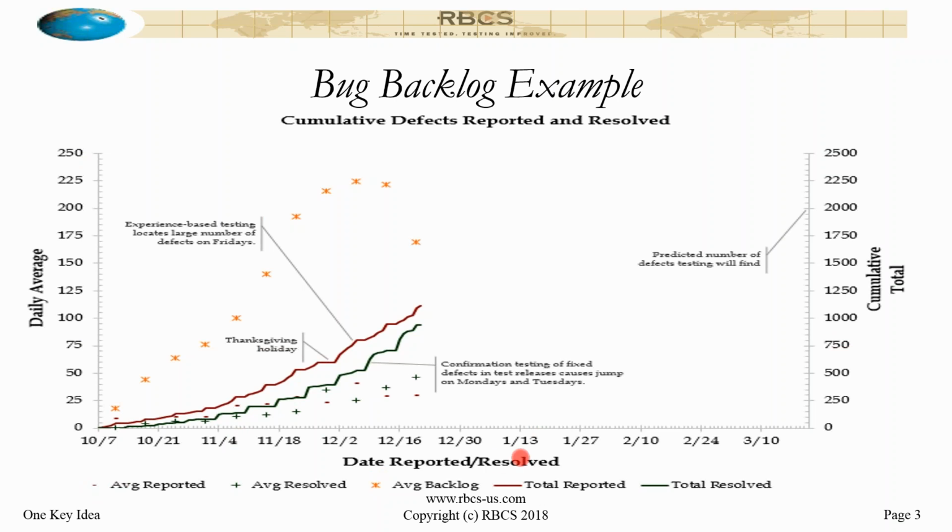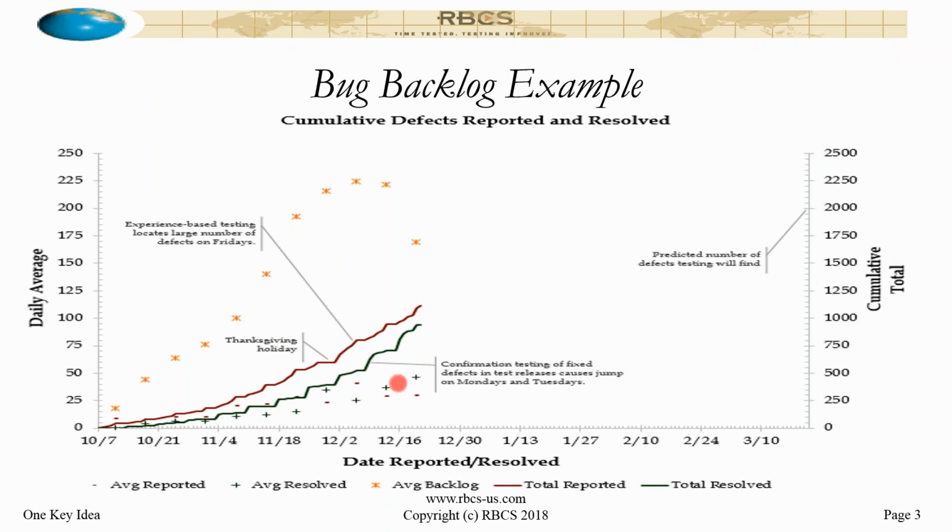So just to be clear, the total reported is the total number of defects that have been reported over time, and then the total resolved would be the number that are resolved per the definition that I gave before. And the backlog on any given day is the red line minus the green line.